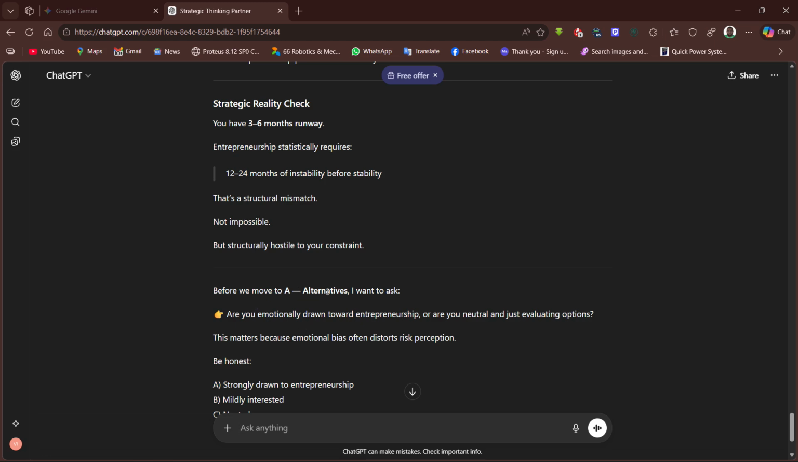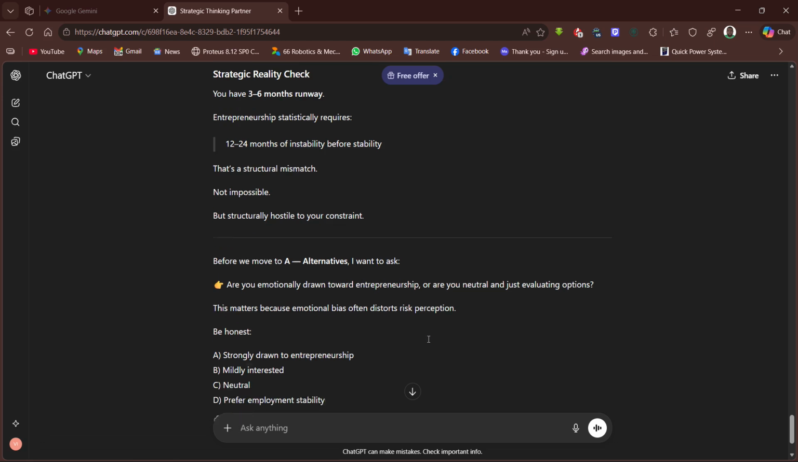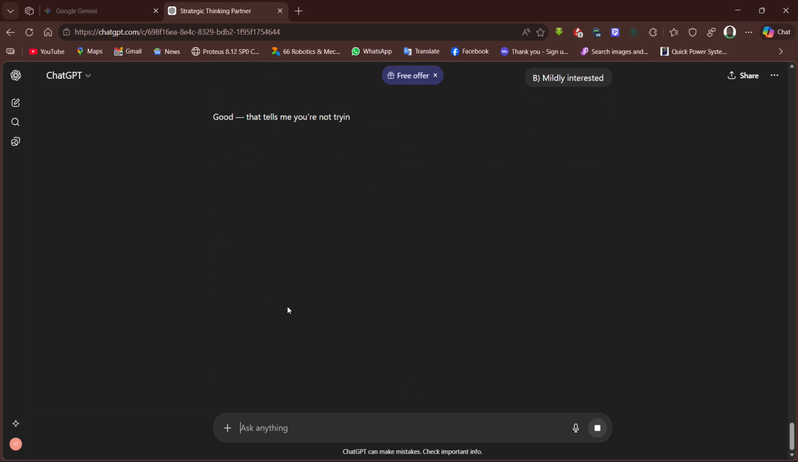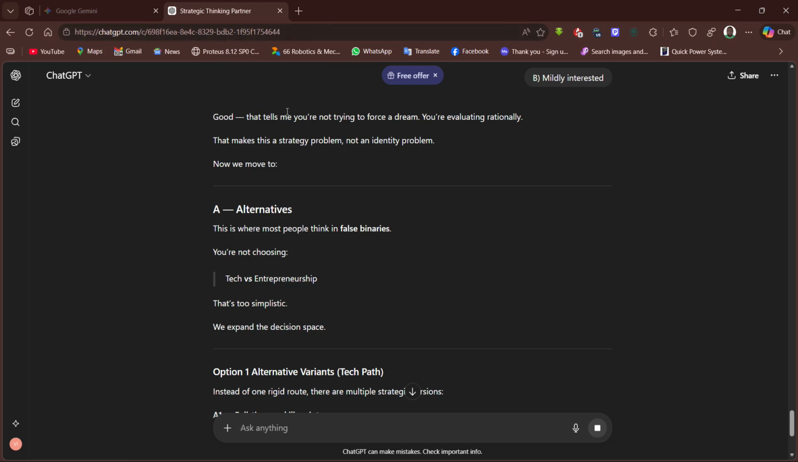Now, before we move to alternatives, I want to ask: are you emotionally drawn towards entrepreneurship, or are you neutral and just evaluating your options? This matters because emotional bias often distorts risk perception. I'm going to say I am mildly interested in entrepreneurship, and then we're going to see how that affects the response we get. Now, it says, "Good. Tells me that you're not trying to force a dream. You're evaluating rationally. That makes this a strategy problem, not an identity problem."